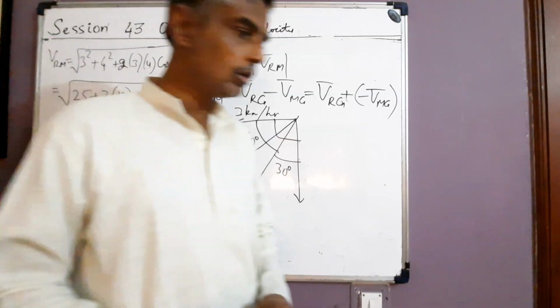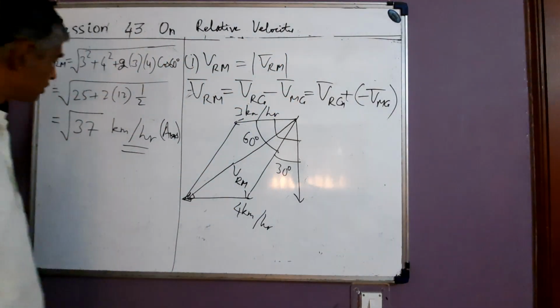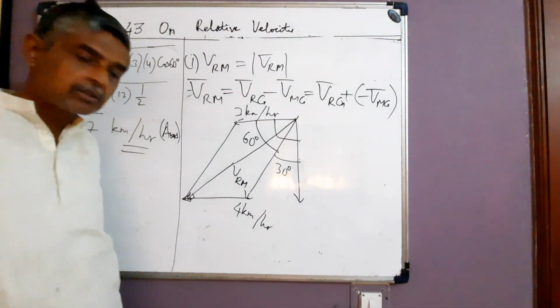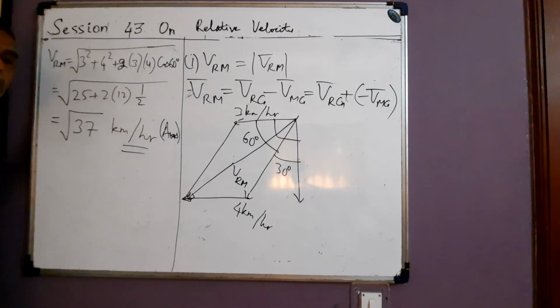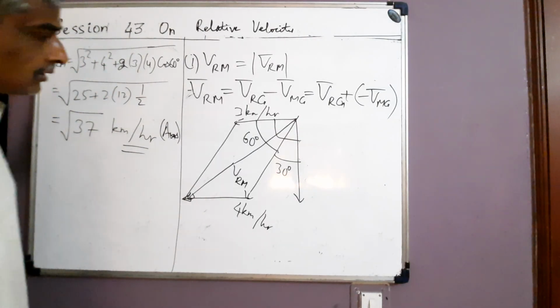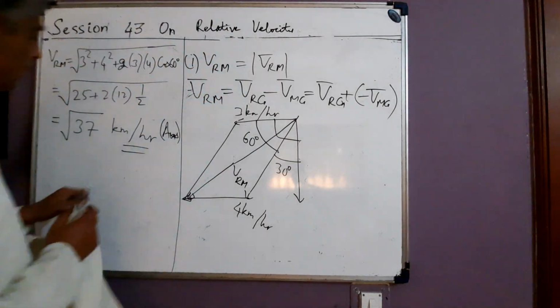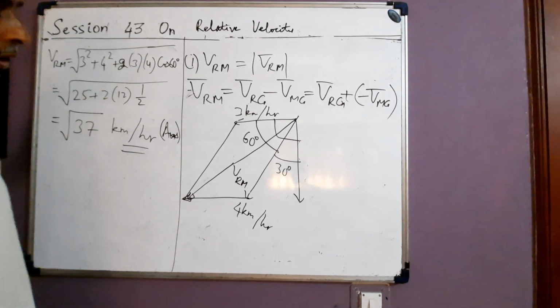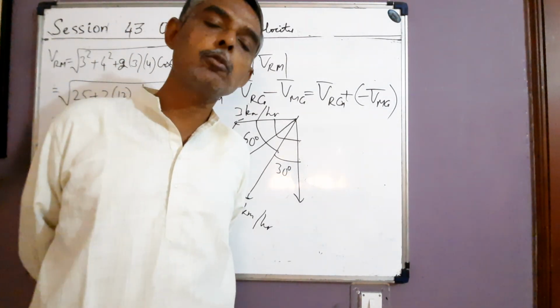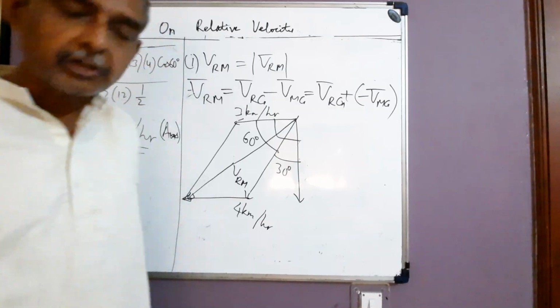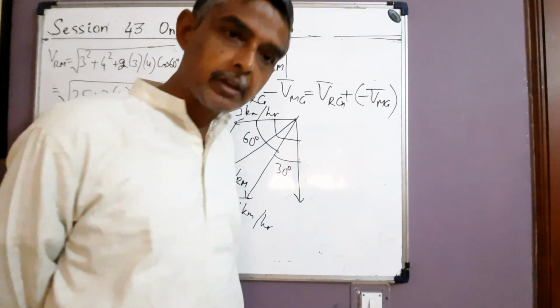Alright. So this is the answer to the first part of the question. Speed of raindrop as seen by the person will be equal to root 37 km per hour. Fine. This is the first thing which has been found. Now we have been asked to find at what angle with the downward vertical should the person hold the umbrella axis so as to protect himself from the raindrop in the best possible way.